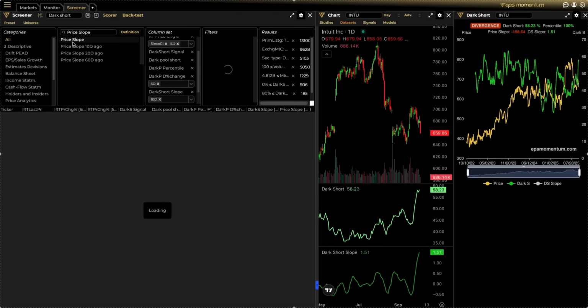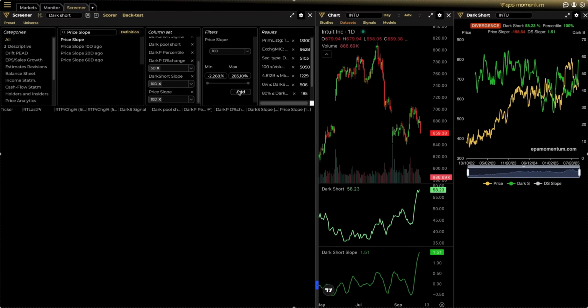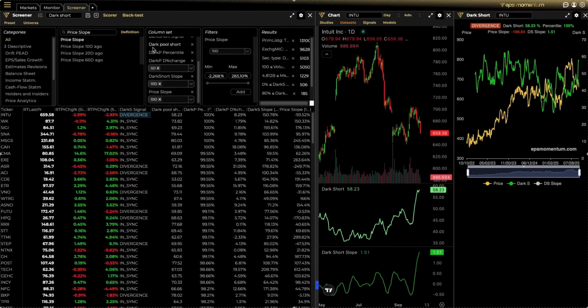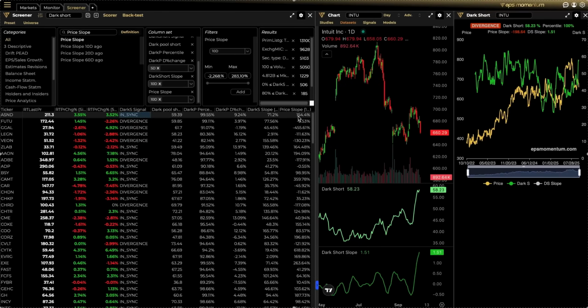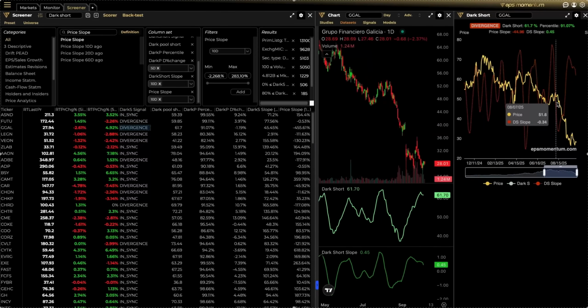First, we'll select the 10-day price slope. This shows the recent trend in the stock price over the last 10 days. Next, we'll select the 10-day dark short slope. By having both slopes visible on the chart at the same time, we can compare their directions. This will allow us to identify whether they are in sync, which confirms the trend, or diverging, which may signal a potential opportunity before the price reacts.